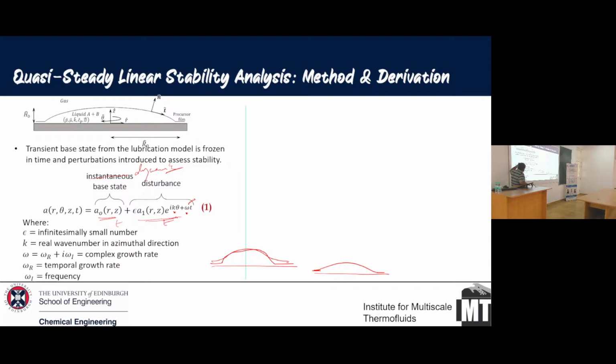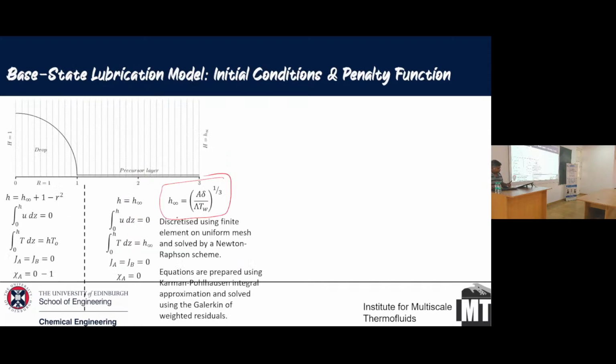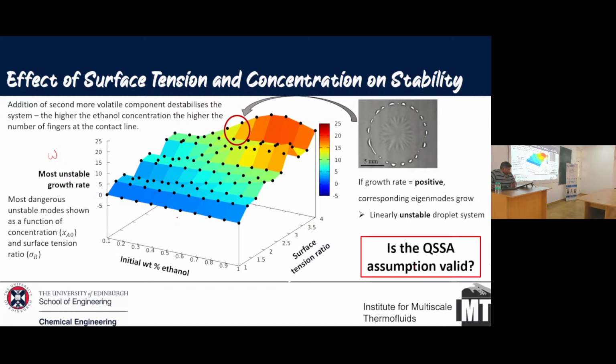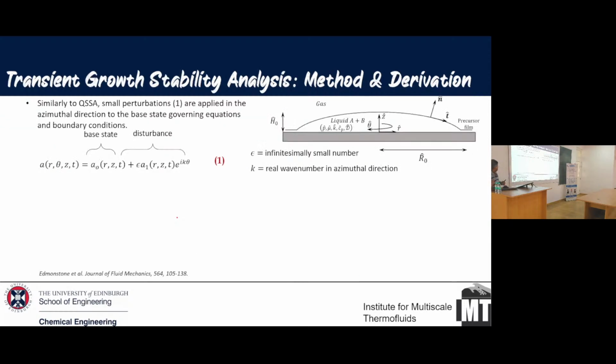But again, what it tells me is that with these systems, where the base state is never going to change, and that is changing very rapidly, this is probably the only method I can use, other than DNS. So what we're going to do is exactly that. It's very similar to quasi-steady analysis.